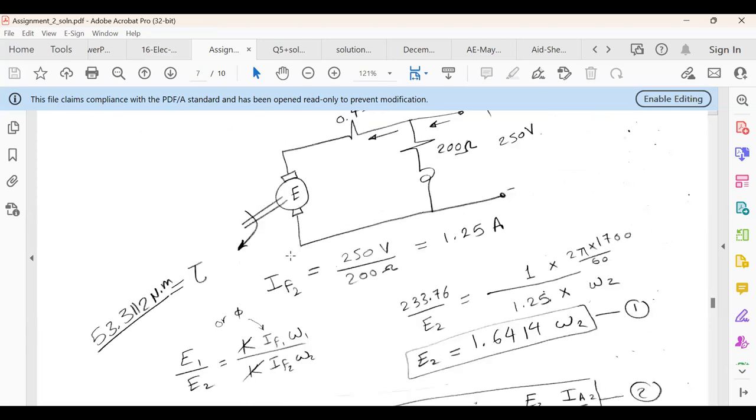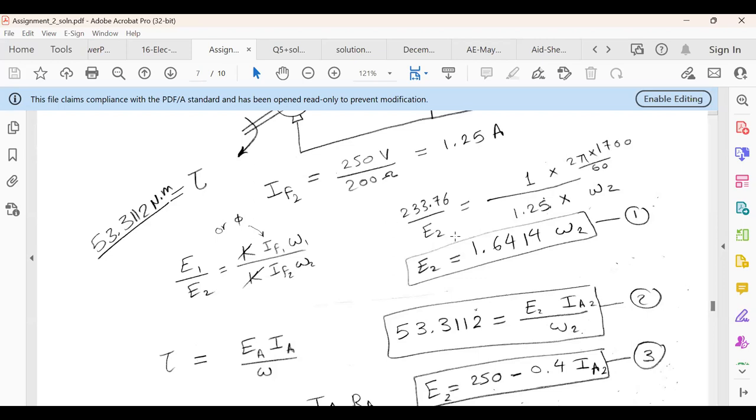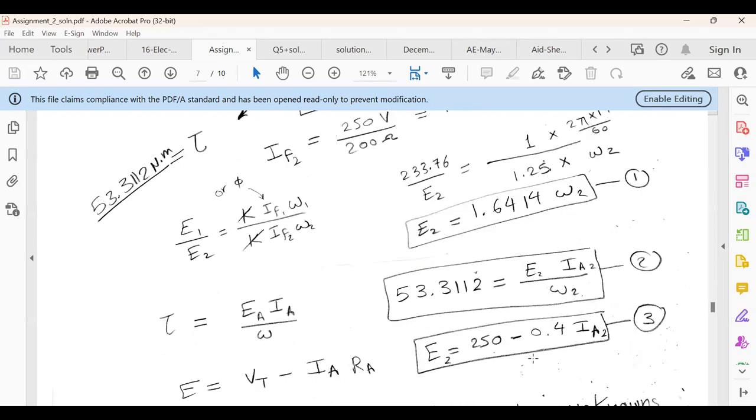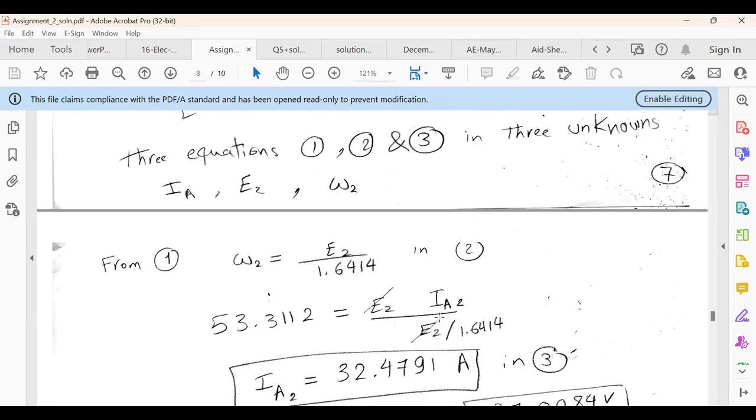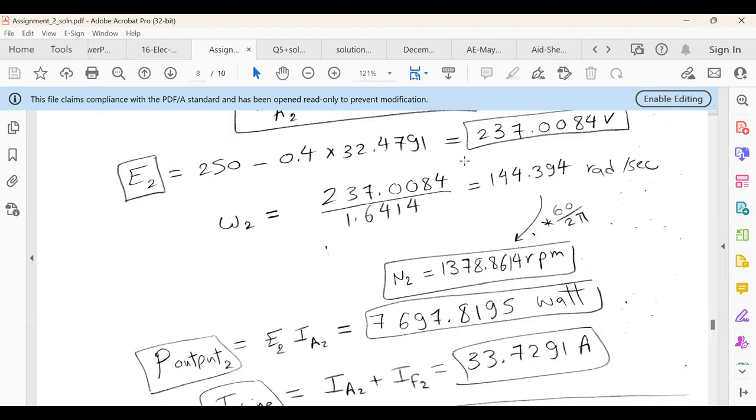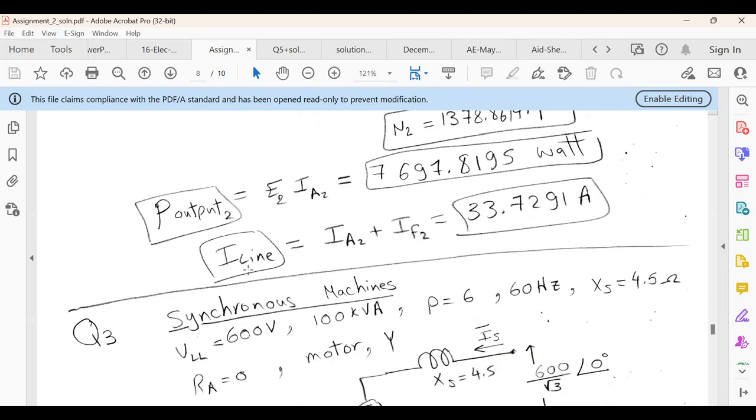Then, same torque, you will have three equations in three unknowns. Solve, you get the current, you get the speed. I got the speed in radian per second. You can multiply by 60 over 2 pi to get it in RPM. Okay, then get the line current and output power.